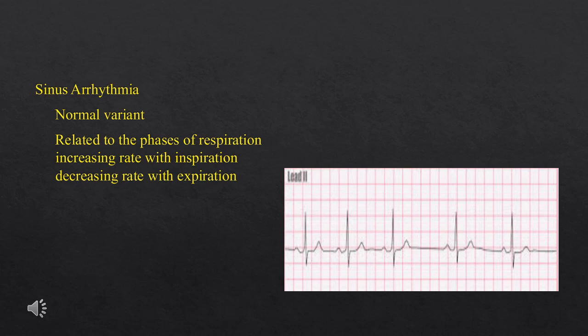Sinus arrhythmia is a normal variant. The variation in the distance between the two R waves is related to the phases of respiration. Increasing rate with inspiration and decreasing rate with expiration.